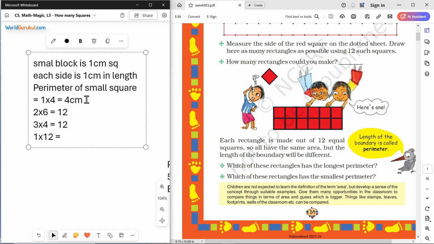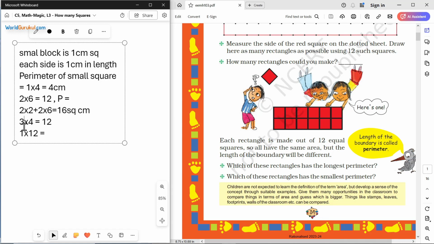So if it's a 2 by 6, the perimeter is going to be, so opposite sides will be 2 centimeters. So 2 times 2 plus 2 times 6. Right? There are 2 sides, each of 6 centimeters. So it will be 2 into 6. Okay, the total is going to be 4 plus 12. That is going to be 16 square centimeter. Right?